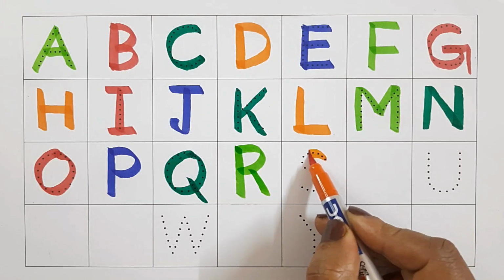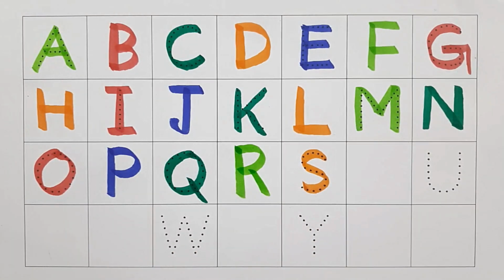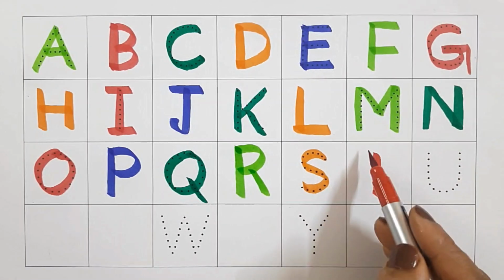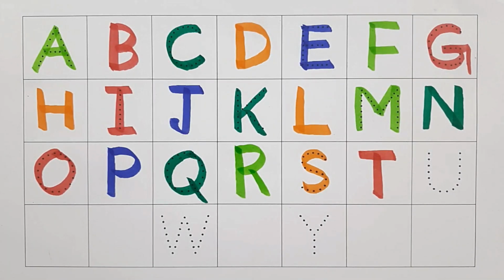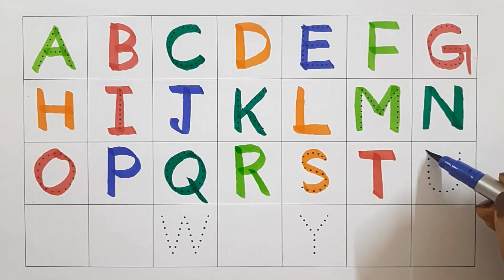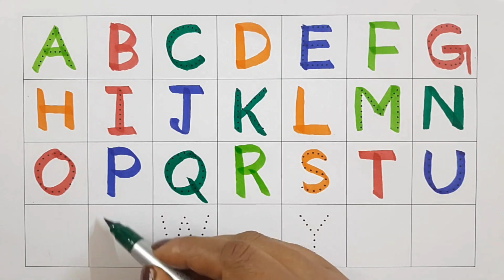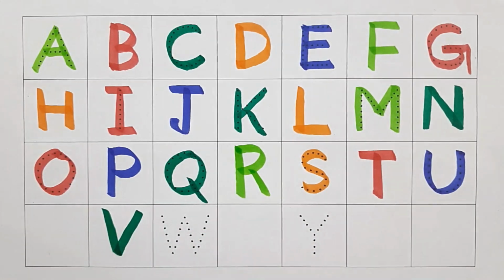Orange color, S. S for sheep. Red color, T. T for tiger. Blue color, U. U for umbrella. Dark green color, V. V for van.